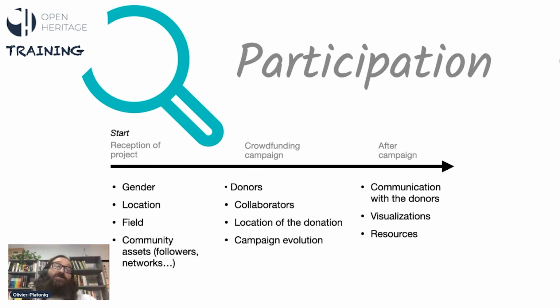A step would be the publication of the project on the platform. That's a series of data associated with this initial step. The crowdfunding campaign brings a lot of data on donors, the types of collaborators, and where the donations come from. You could geographically have a map of the provenance of donations. I think it's interesting. This is basically the location of the donation. You can see the campaign evolution and look at their communication actions and how these have been creating improvement in the funding curve of the campaign.